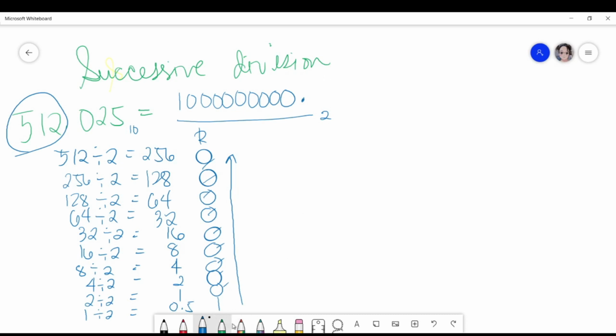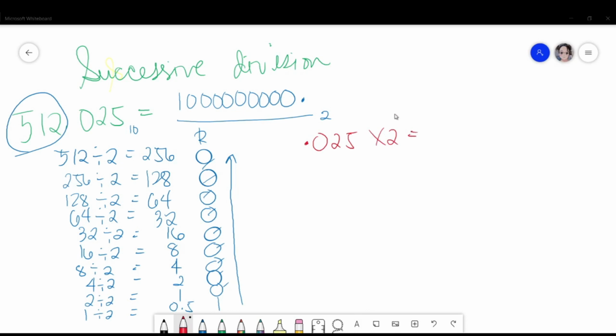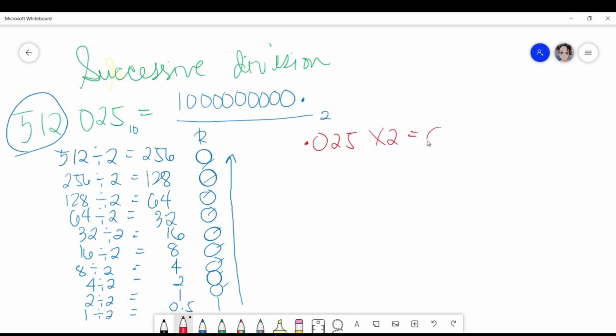So let's have 0.025. Okay, let's emphasize the decimal point. So this is division, but for the fractional part it's multiplication. We're going to multiply it by 2. So 0.025 times 2, we have 0.05.